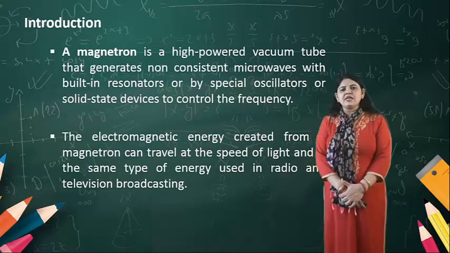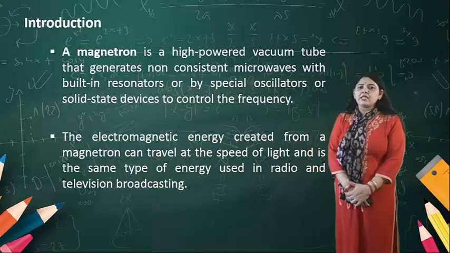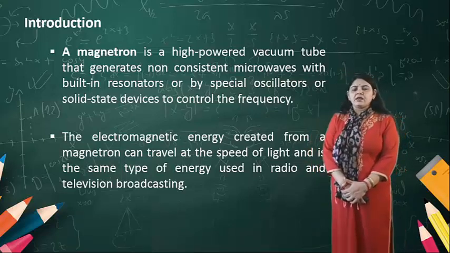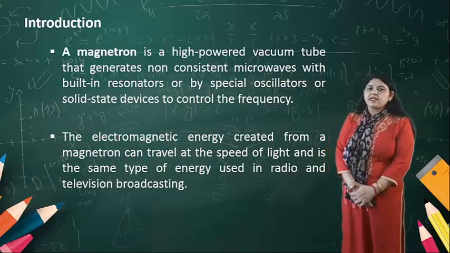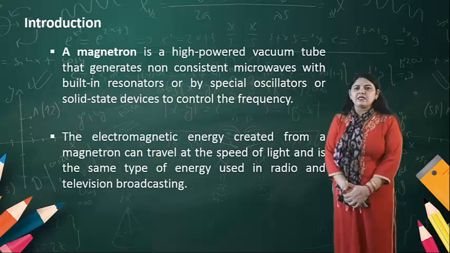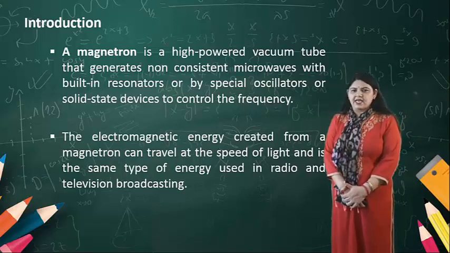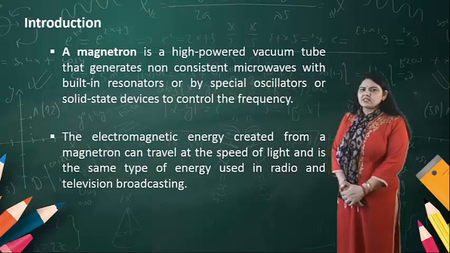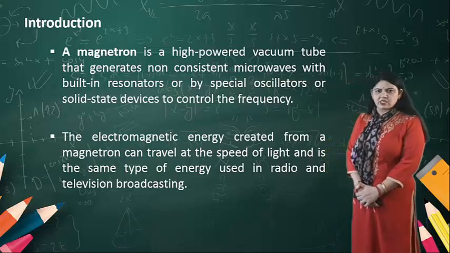The magnetron was invented by Hull in 1921. Afterwards, the high power magnetron was developed by Randall and Boot in the year 1939. This way the high power tubes were invented.